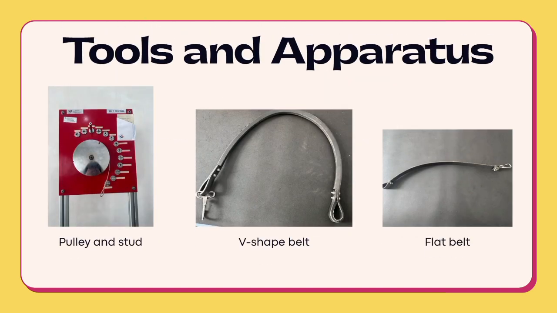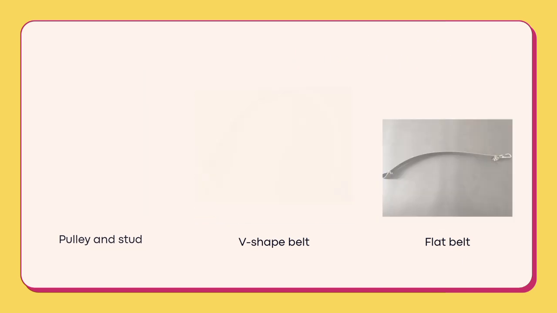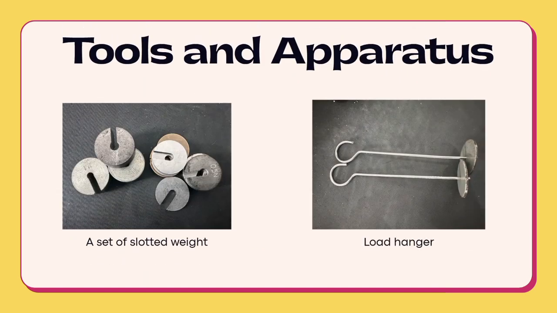So these are the tools and apparatus that we use in this experiment. The first is the pulley and stud, which is the main component in this experiment. Next we have the V-shaped belt, the flat belt, and a set of slotted weights which range from 0.1 Newton to 1 Newton. And lastly, we have 2 pieces of load hangers.